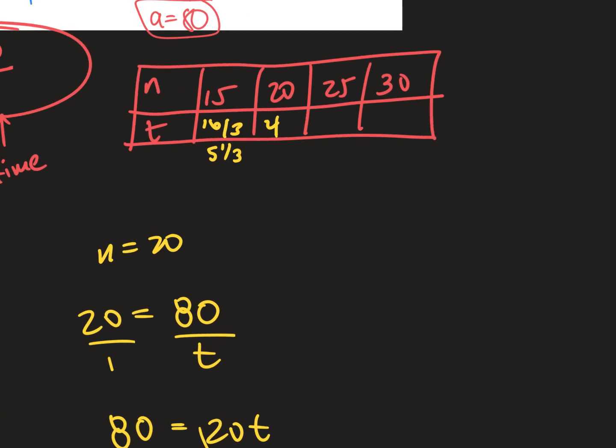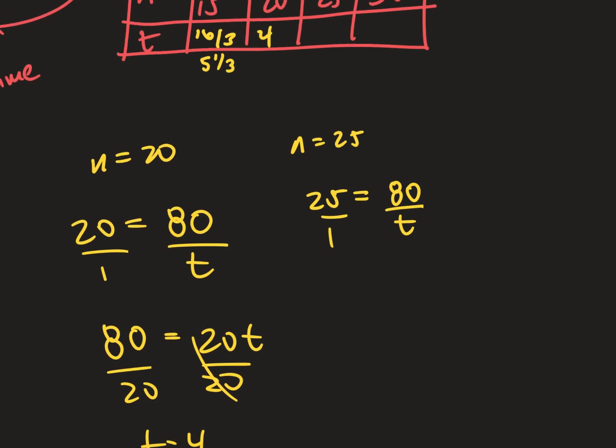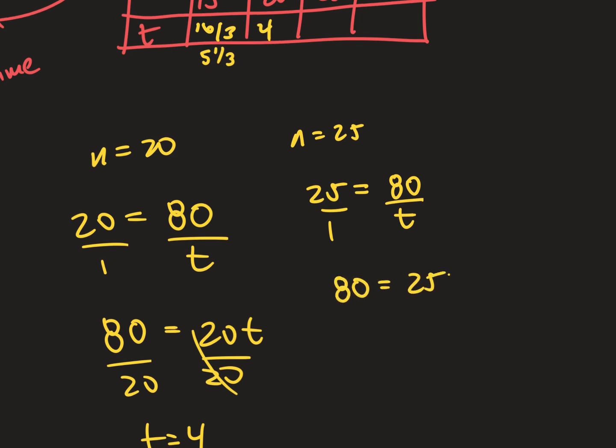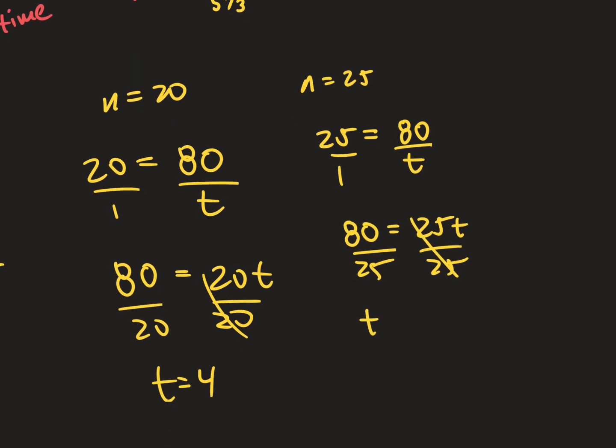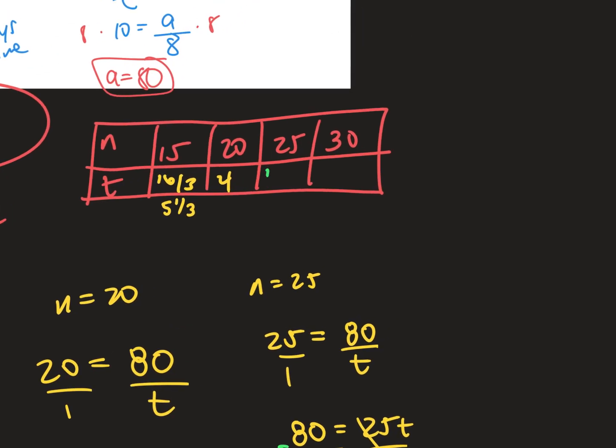All right, let's evaluate when I have n equals 25. So 25 equals 80 over t. Cross multiply. So you have 80 equals 25t. Divide both sides by 25. What number goes into both of these? 5, right? So 80 divided by 5 is 16, and 25 divided by 5 is 5. So you have 16 over 5. How many times can 5 go into 16 without going over? 3 whole times and 1 left over. So again, I went from 4 hours, and when I increased my volunteer number to 25, I went down to just about 3 hours, right?